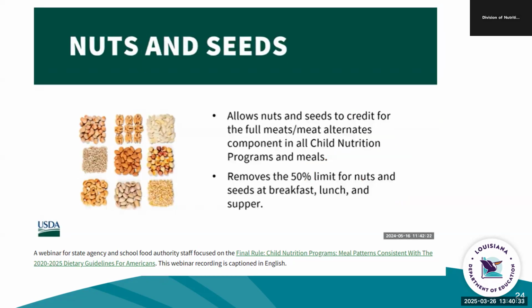Nuts and seeds. This is going to allow nuts and seeds to credit for the full meat or meat alternates in child nutrition programs. Previously, it was a 50% limit for nuts and seeds at breakfast, lunch, and supper. We're still going to defer to licensing as to which ones should or shouldn't be served in a setting. Yep. Good point. Very good point. Just because we will follow the more strict regulations for our state. So if licensing doesn't allow nuts, okay, then you're not allowed to serve nuts.